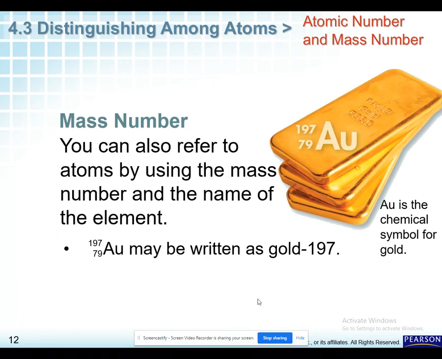Okay. You can also refer to atoms by using the mass number and the name of the element. So another way that you could write gold-197 is as gold-197. So when you write it this way, of course, this is the element. When you see this dash 197, this is actually your mass number. So remember, your mass number is protons plus neutrons.